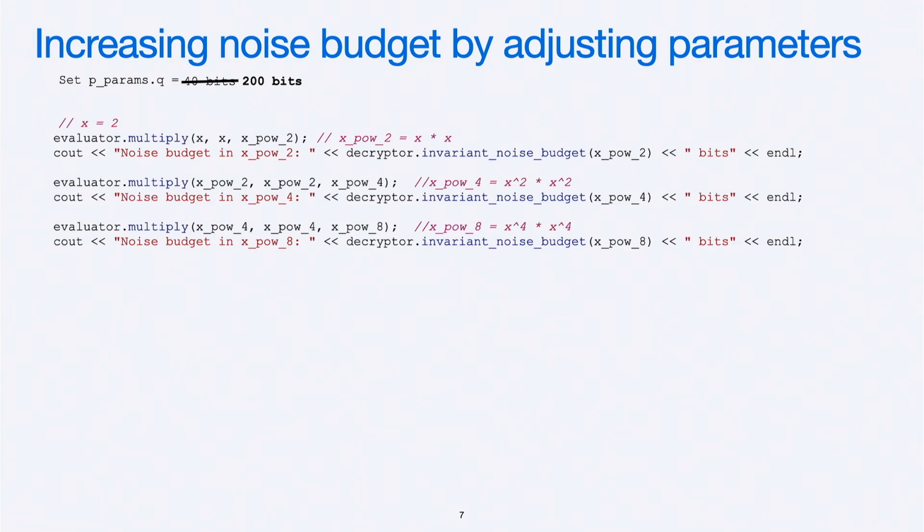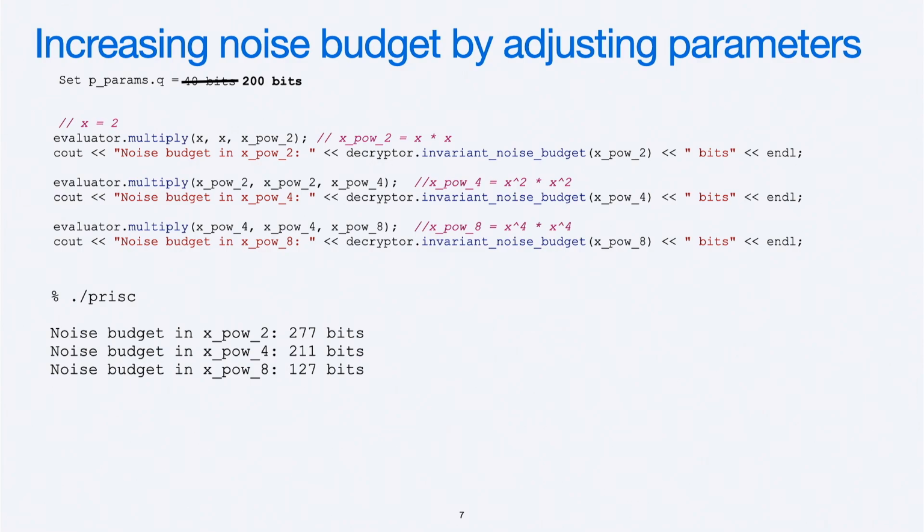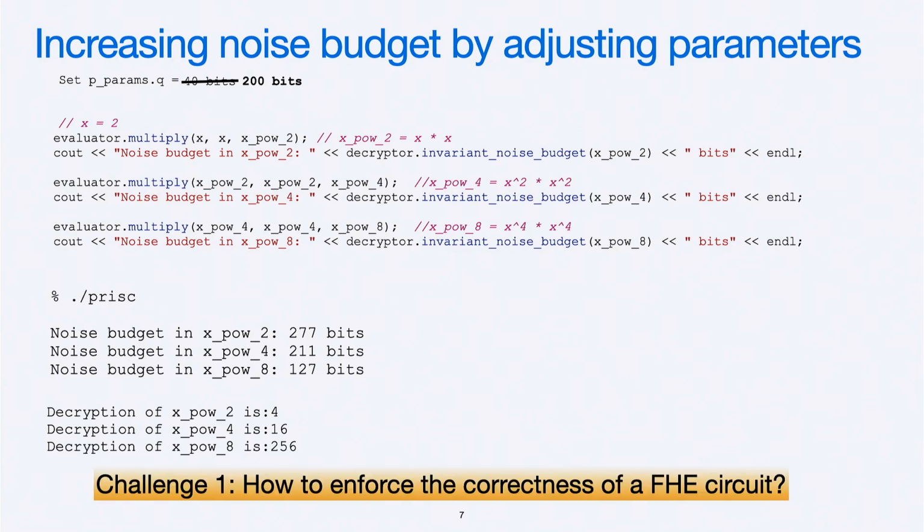Okay, now I change the noise budget. I changed some parameters. This is a public parameter. I changed it from 40 bits to 200 bits. I rerun the same program, and I can see that we have sufficient, non-zero noise. So I expect that the result should be correct. And it is in this case.